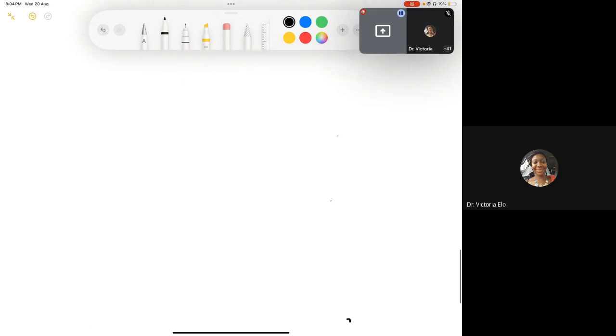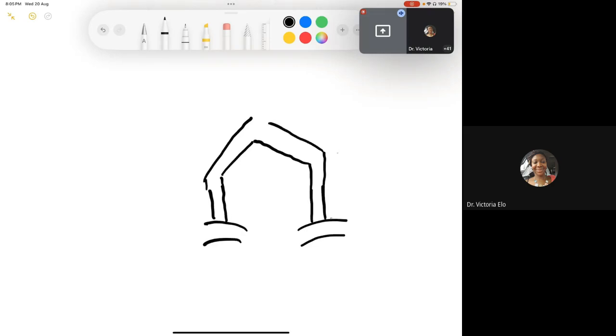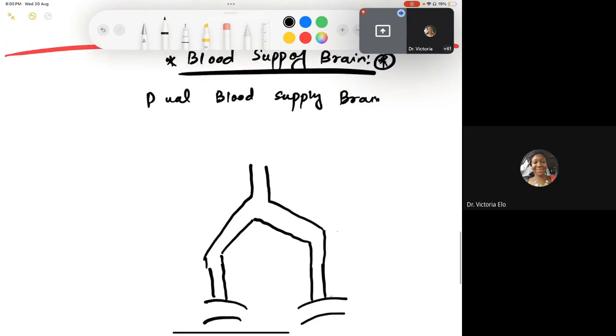Okay, so we know that we have subclavian arteries, and from the subclavian arteries the vertebral arteries arise, right? These vertebral arteries are going to join with one another at the pontomedullary junction. What do we mean by pontomedullary junction? It is the junction between your pons and medulla, right? As they combine at the pontomedullary junction, they form a single artery, which is known as the basilar artery, right?